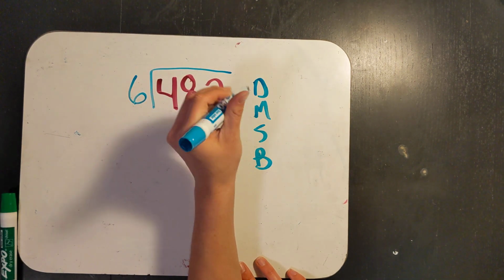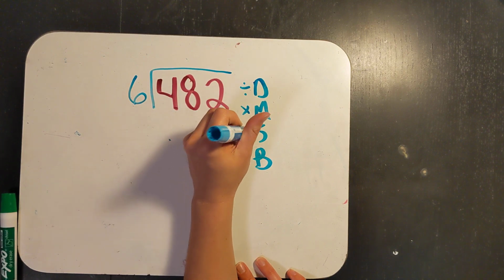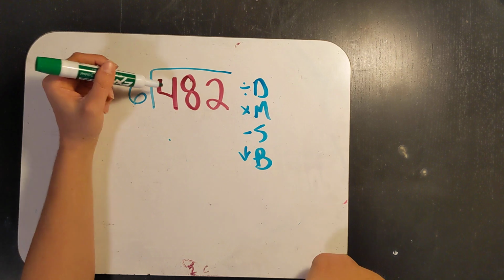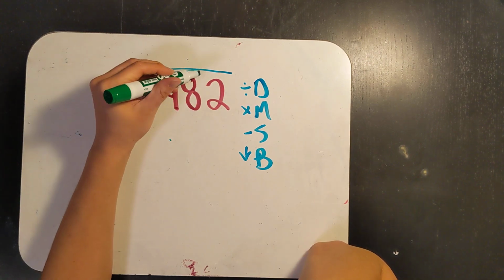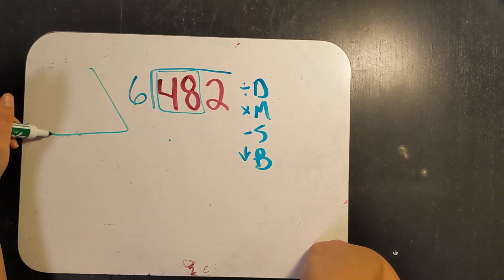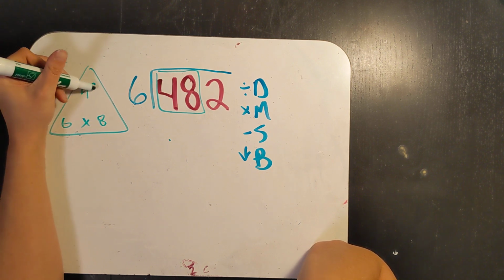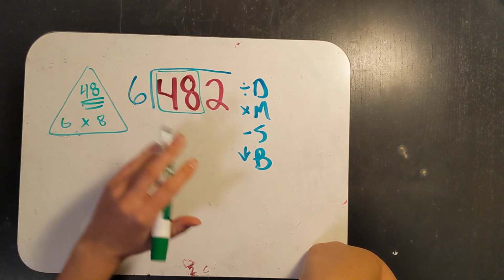Remember, pause the video, try it on your own, do a step at a time, and then unpause. Use this as a resource. Okay, 4 divided by 6, can't do it. 48 divided by 6, 6 times 8 is 48. So if you know your times tables, division gets so much easier. So if you don't practice those times tables.